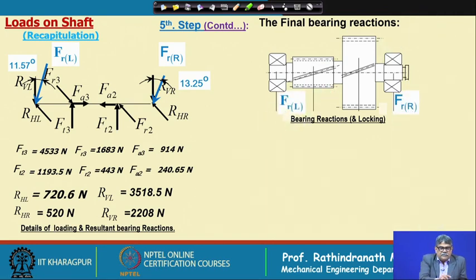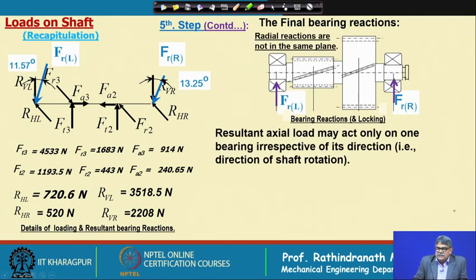So, these are the resultant loads, because we have resolved the load in vertical and horizontal plane, and then again while we are considering the bearing calculations, we need to consider the resultant of this load as a radial load. And interestingly, these loads are not in the same plane, although it is shown here in the same plane. If we observe, this is the angle 13.25 degree, whereas this is 11.57 degree.